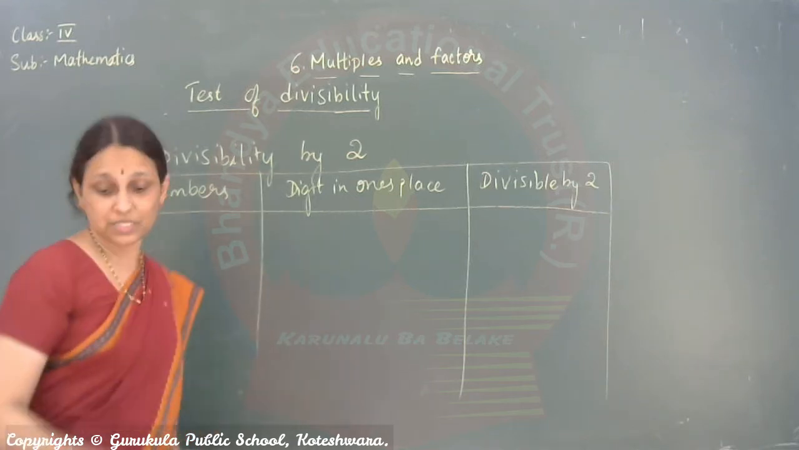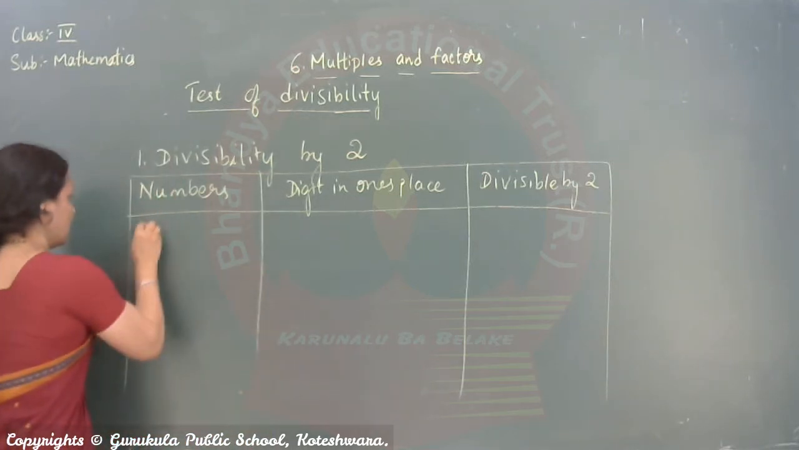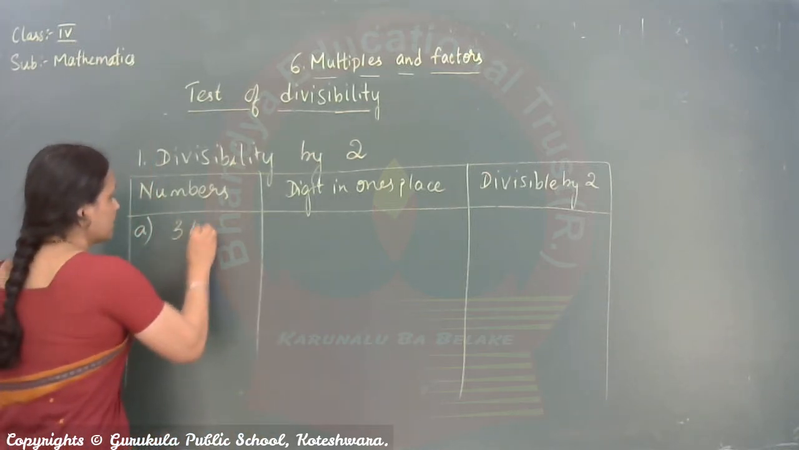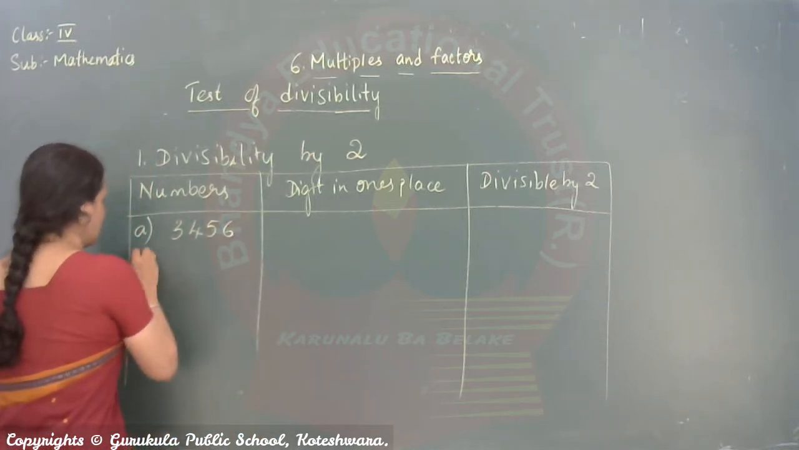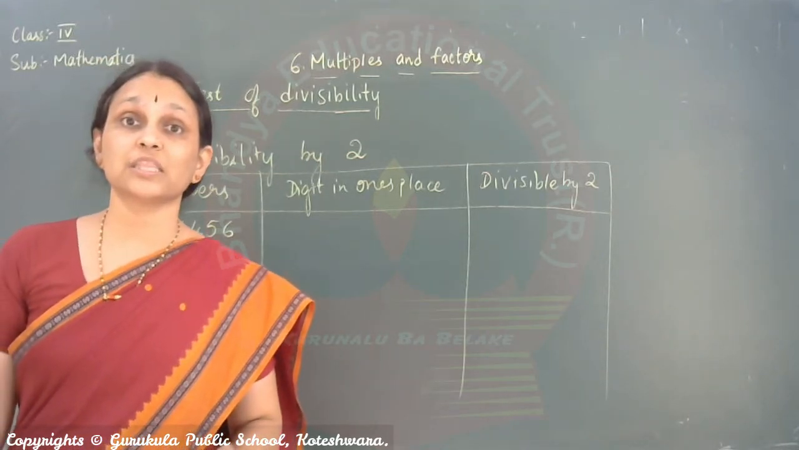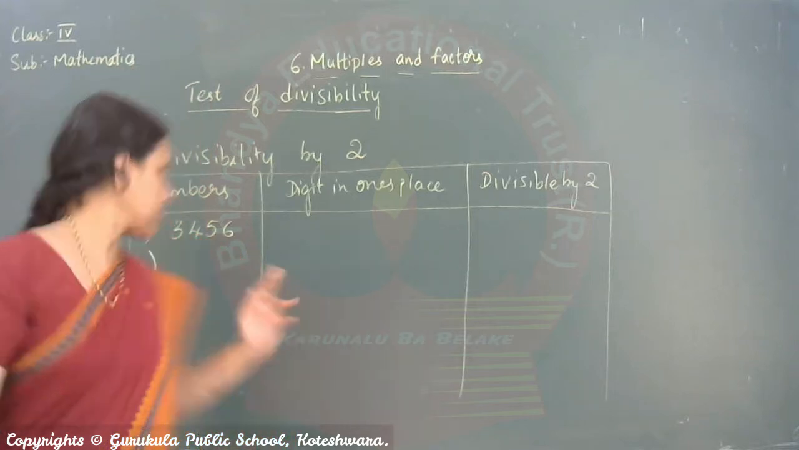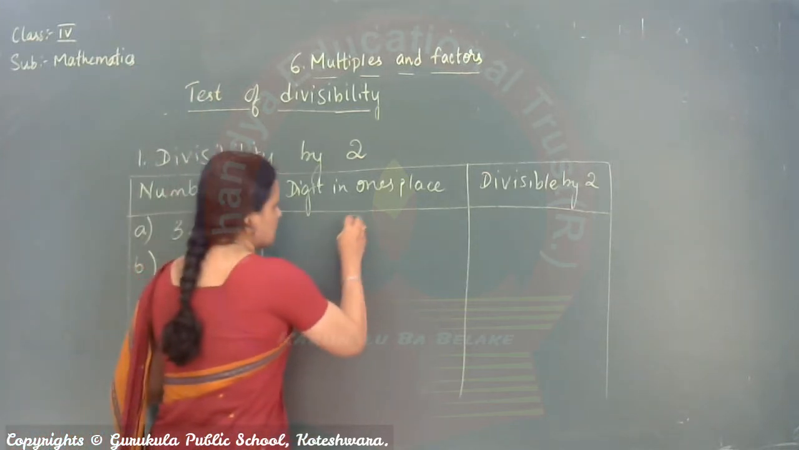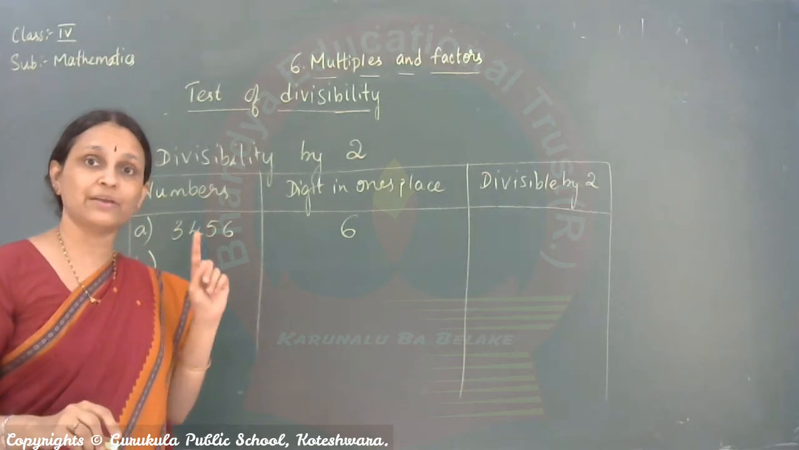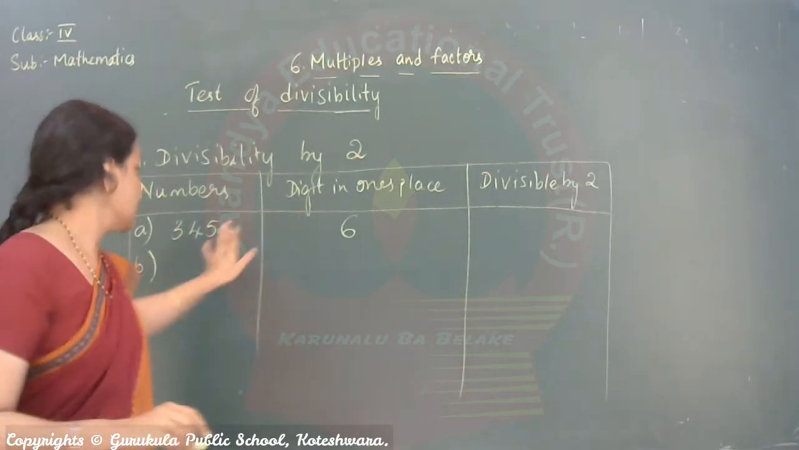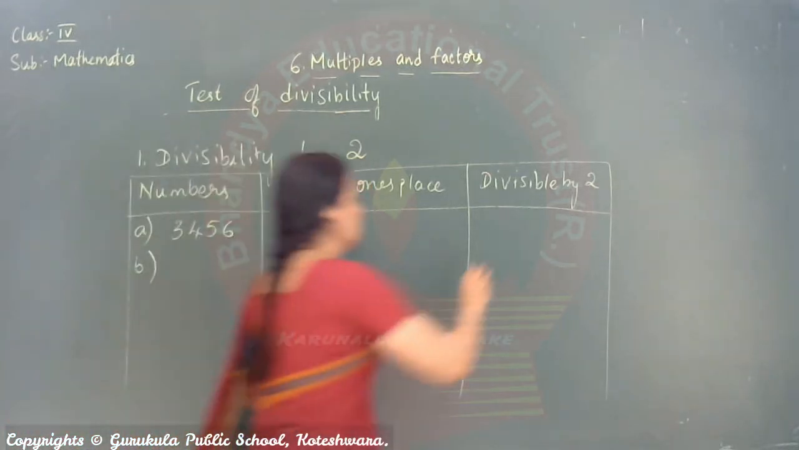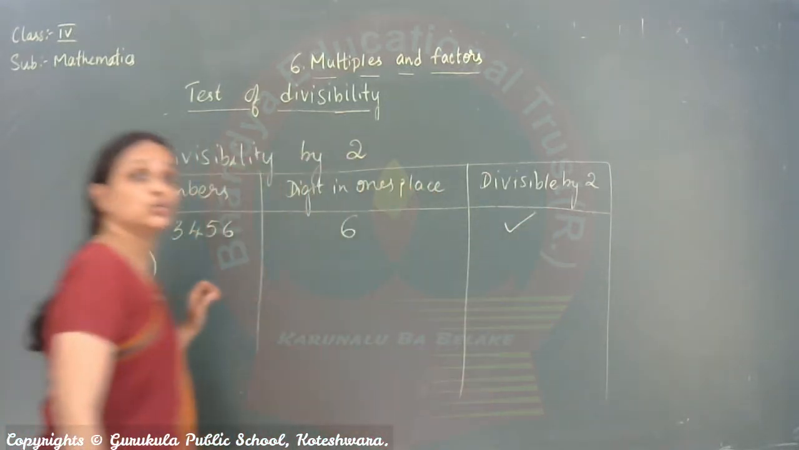What are the numbers given there? Just take down 3456. Just see, children, 3456. What is there in the ones place? Ones place it is 6. 6 is an even number. I told you you should have even number in ones place for divisibility by 2. So, yes, it is divisible by 2.